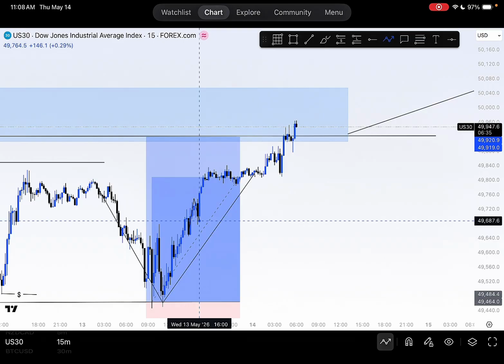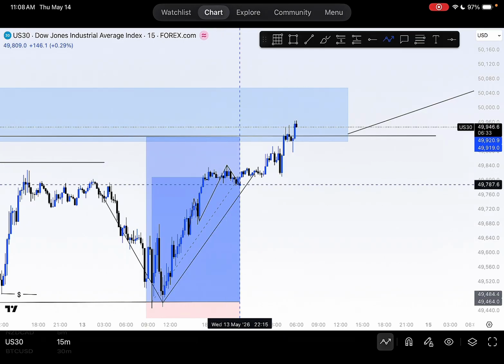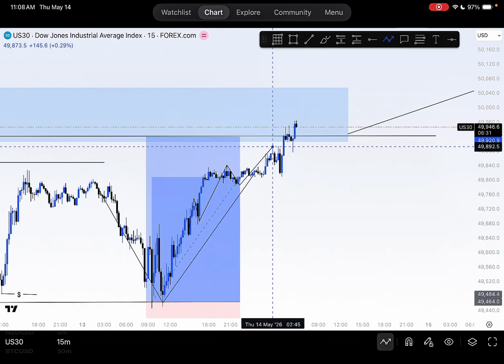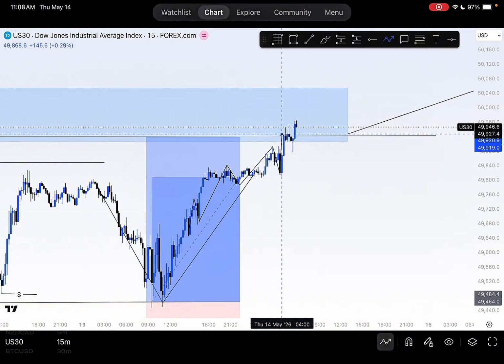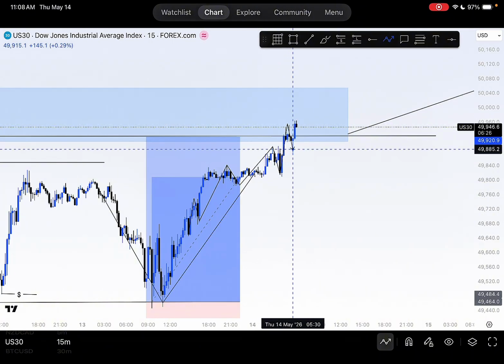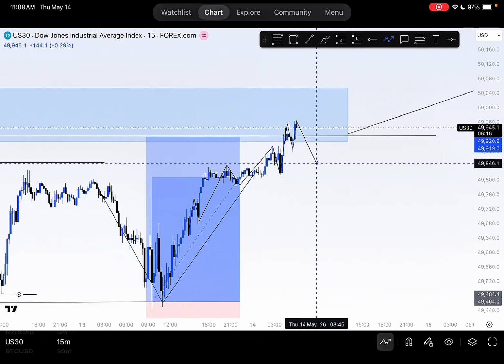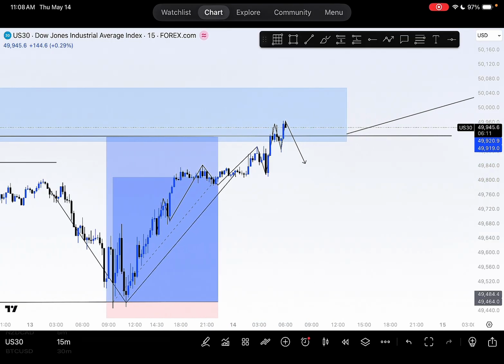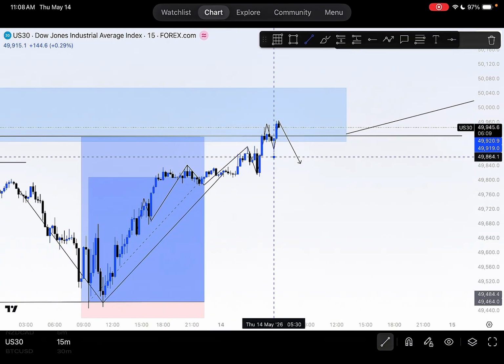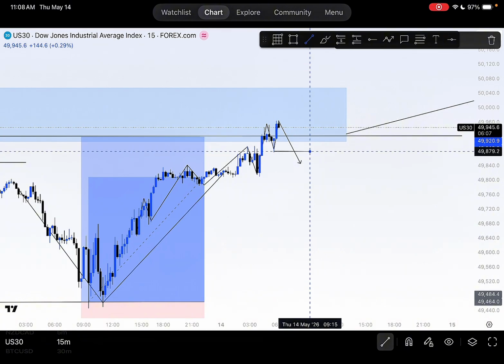We have an uptrend. We have an uptrend here. Pullback and this. So for me to look for a short sell, what I call a sell to buy, I expect this market to do something like this. First, break below this zone, then I'll look for reasons to sell.